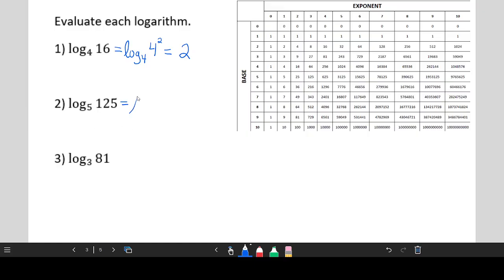Look at the next one here. We have log base 5 of 125. And so since the base of the log is 5, that's the base we want to use to rewrite the input. So we're going to rewrite 125 as 5 cubed. Since 5 cubed is equal to 125, we haven't changed the value. And then we have inverse functions because we have matching bases. So this is just equal to 3.